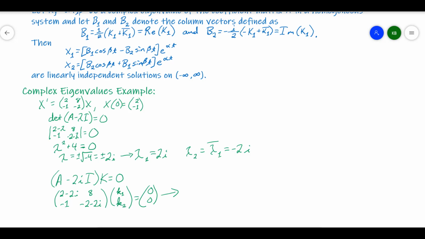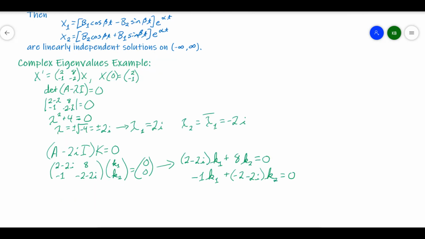And we can make that into a system of equations that we're going to be working with, and that system of equations ends up looking like 2 minus 2i times k1 plus 8k2 is going to equal 0. And negative 1 k1 plus negative 2 minus 2i times k2 is going to equal 0. So that second equation right now is the easy one to solve for just one of these. So this tells me that k1 is going to equal negative 2 minus 2i times k2.